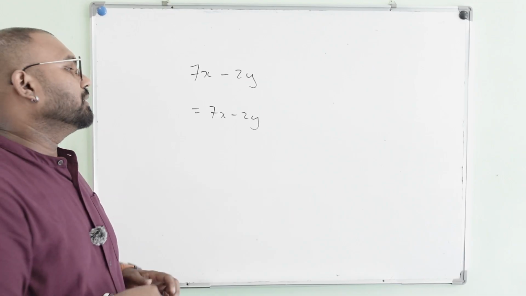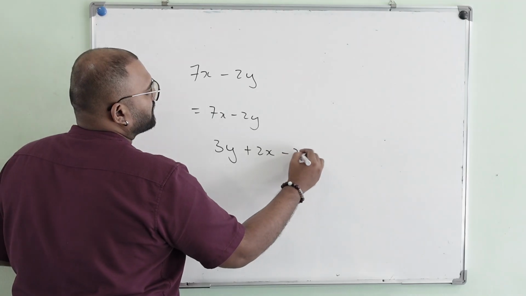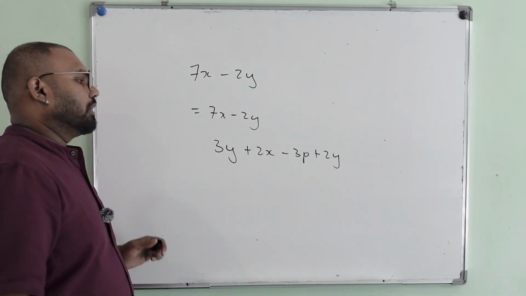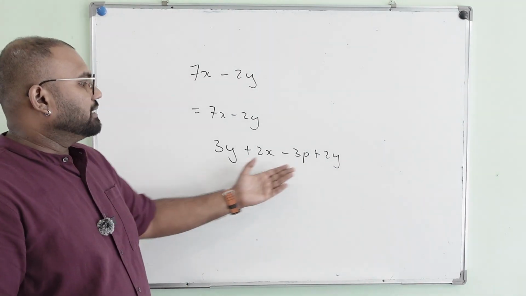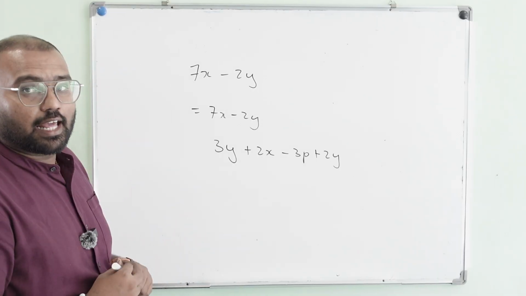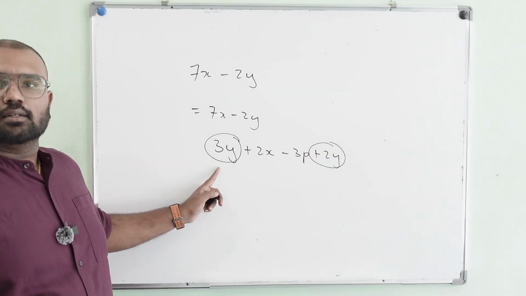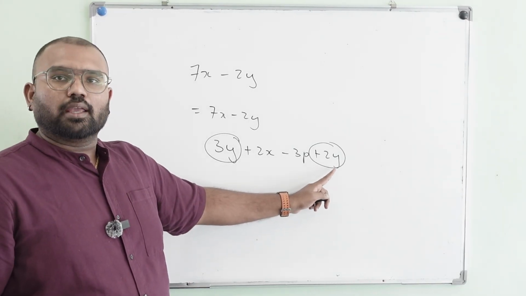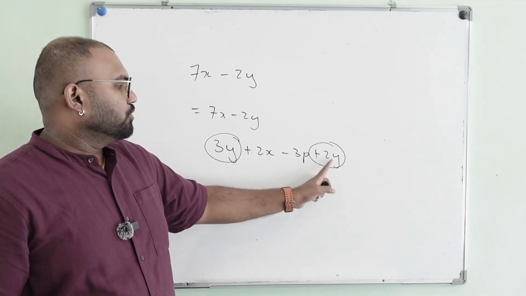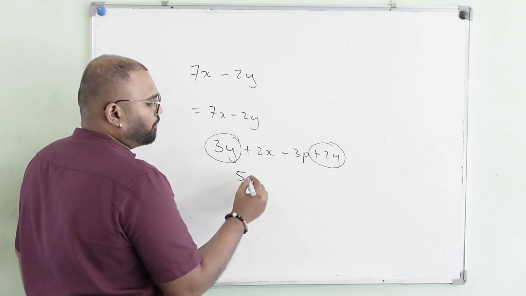Clear? So let's say we meet another question. 3y plus 2x minus 3p plus 2y. Okay, let's see. Say the question is long like this. We just have to see the like terms first. Here got y, here also got y. So we can solve y with y only. So here 3 plus 2, 3 plus 2, 5. So we put here 5 and got y, we put y.